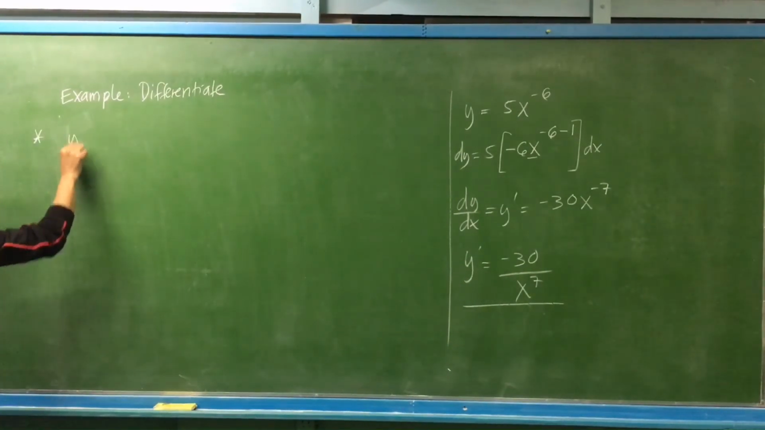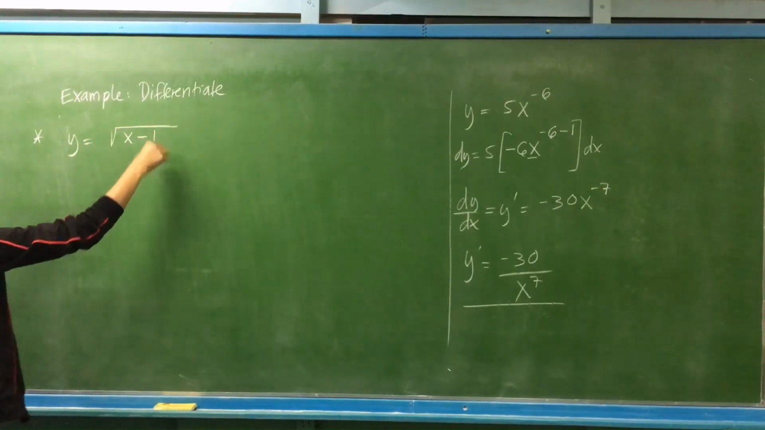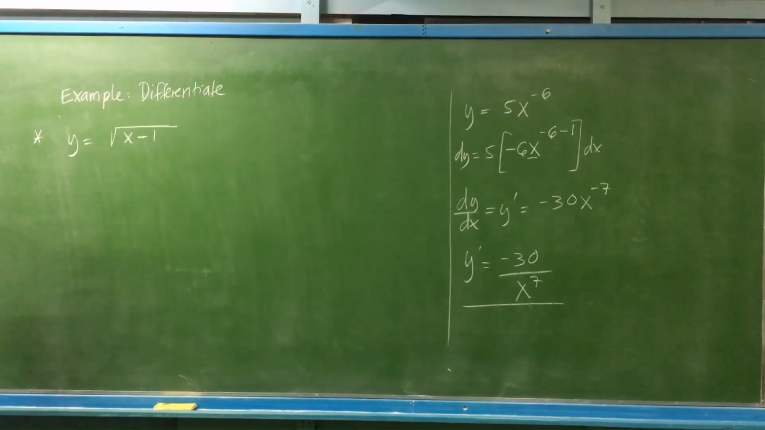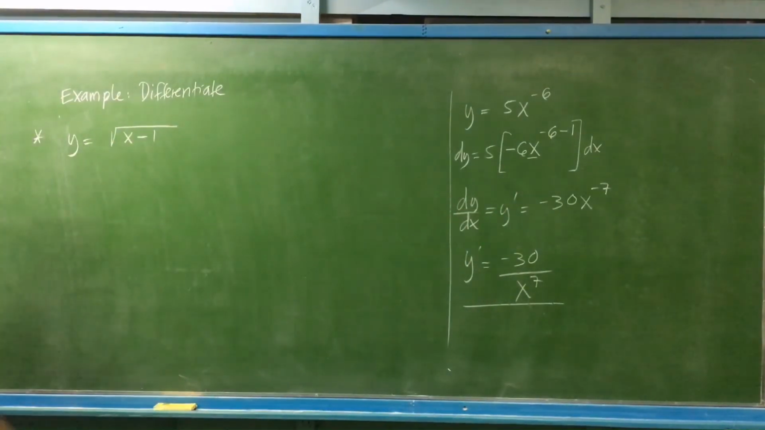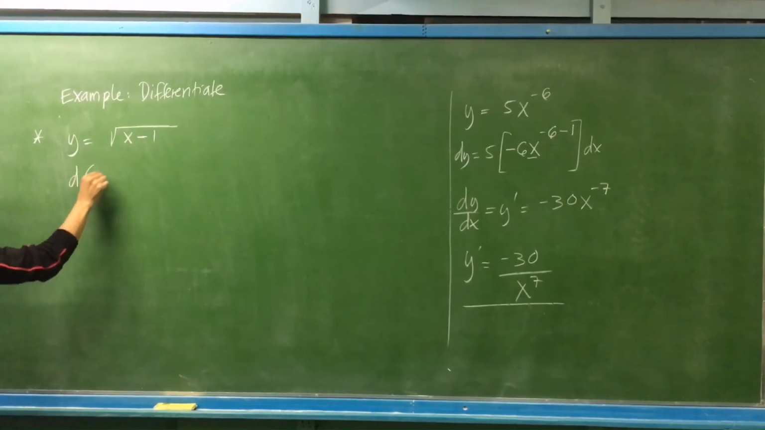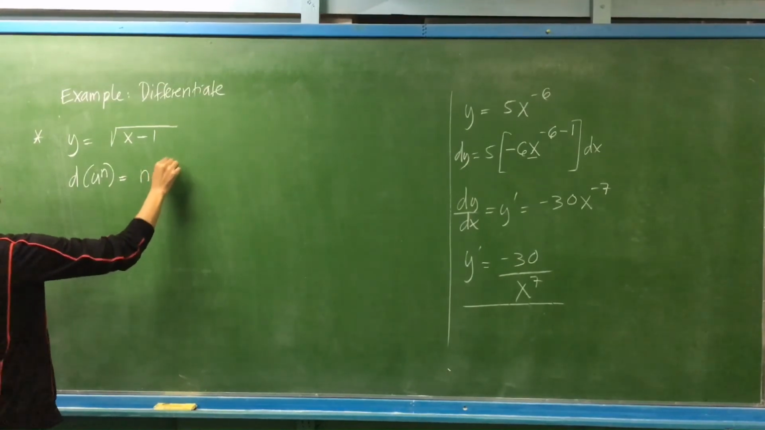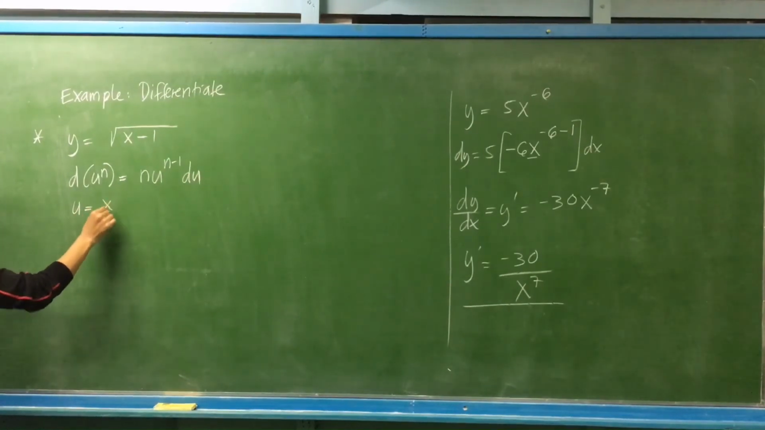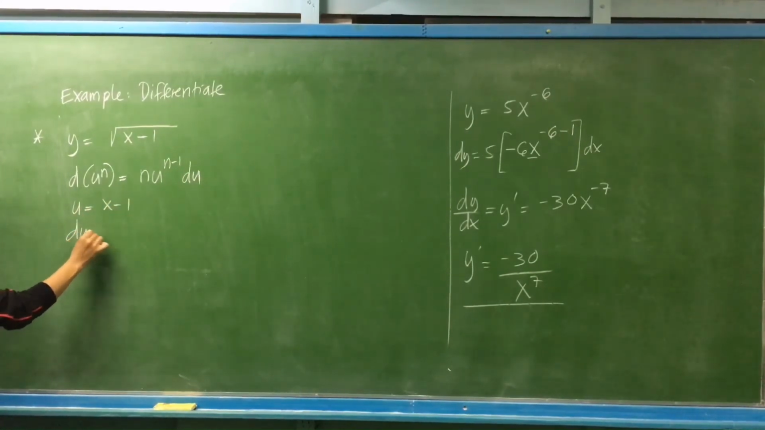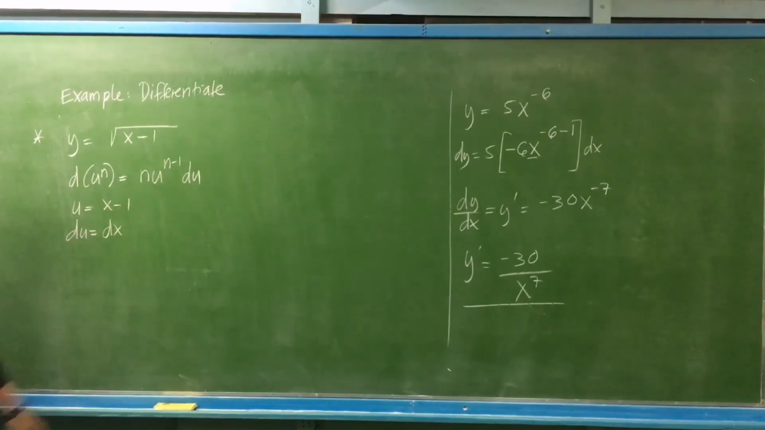Okay, so let's say we have y is equal to the square root of x minus 1. We are required to determine the first derivative. We may apply the chain rule or the power rule. Considering the power rule, the derivative of u raised to n is equal to n u raised to n minus 1 du. So for example here, u is equal to x minus 1. The derivative of that term is, obviously, the derivative of x is dx, and negative 1 is 0.